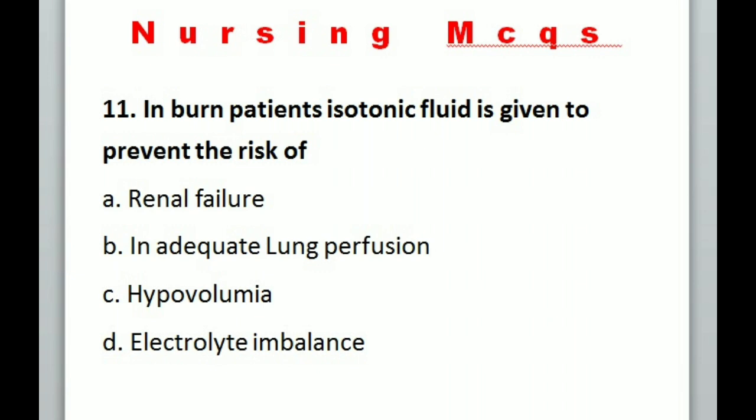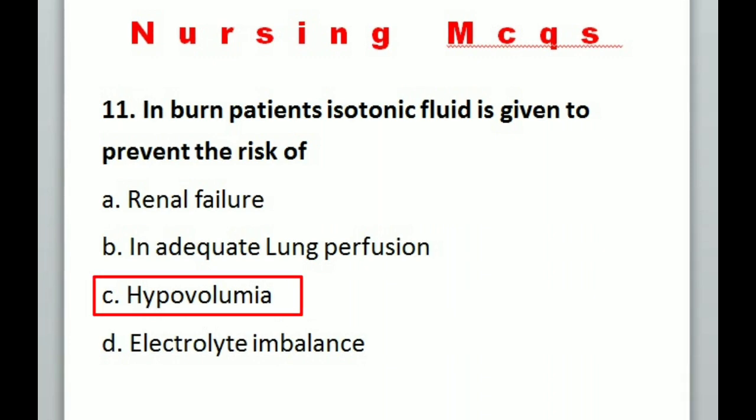11. In burn patients, isotonic fluid is given to prevent the risk of A. Renal failure. B. Inadequate lung perfusion. C. Hypovolemia. D. Electrolyte imbalance. Correct option is C. Hypovolemia.